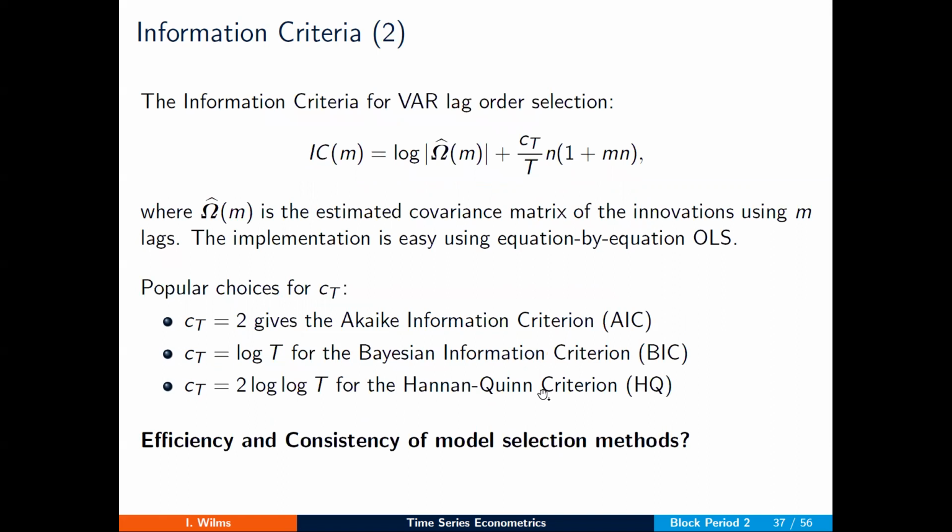And typical choices of the penalty for model complexity C_T here include 2 for the Akaike information criterion, or just AIC, and the log of the sample size here for the Bayesian information criterion, the BIC. BIC typically penalizes much more for model complexity than AIC does, since the term log T is typically larger than 2 for any practical sample size. The HQ criterion, which is far less popular than the other two, behaves in between AIC and BIC.